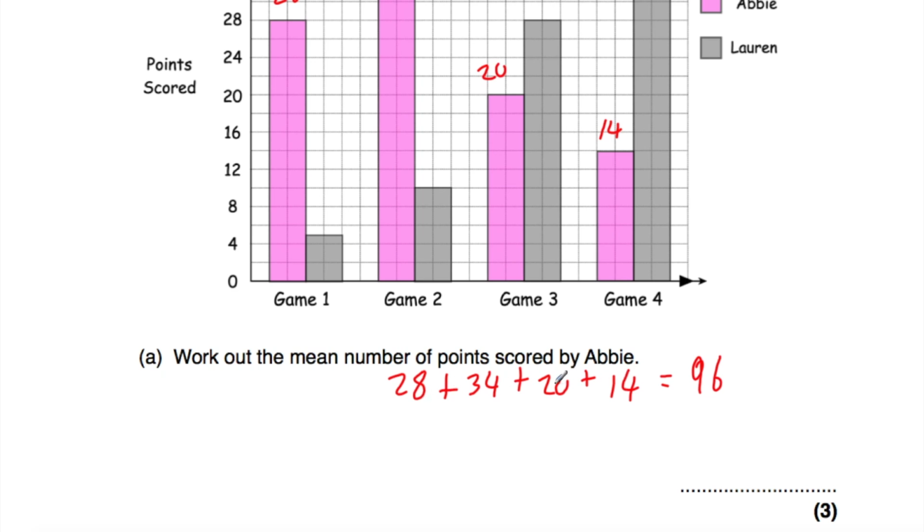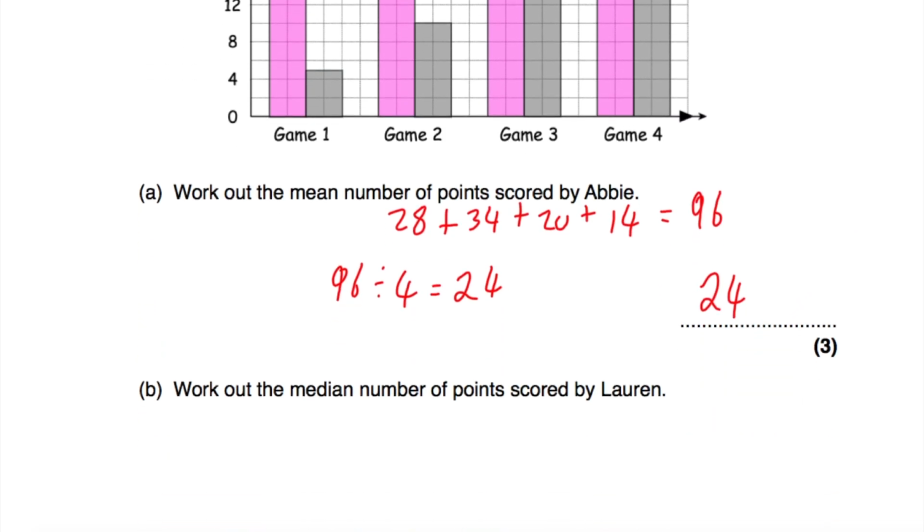And she played 4 games where there's 4 numbers. So if we do 96 divided by 4, let's see what we get. 96 divided by 4 is equal to 24. So the mean number of points scored by Abby is 24. So she scored 24 points per game. That's the mean. Okay, part B.